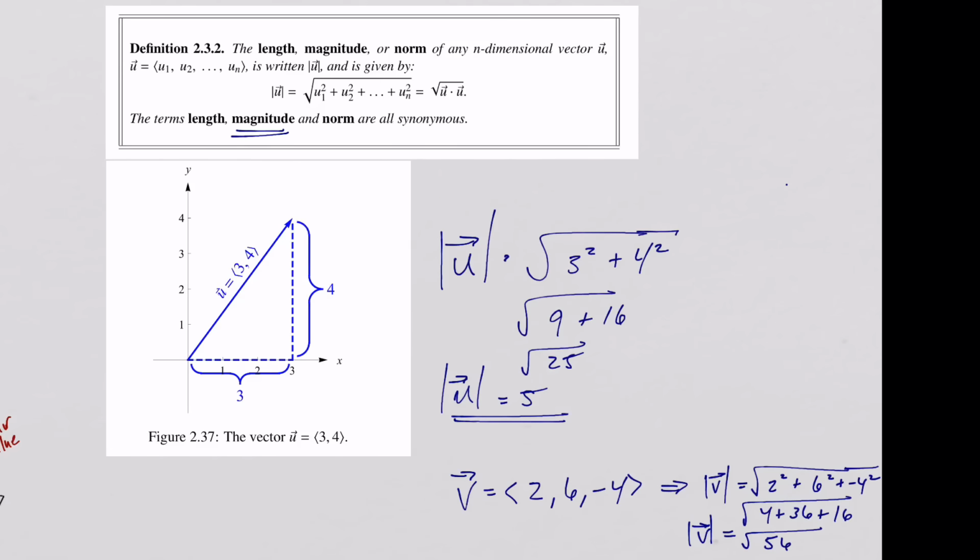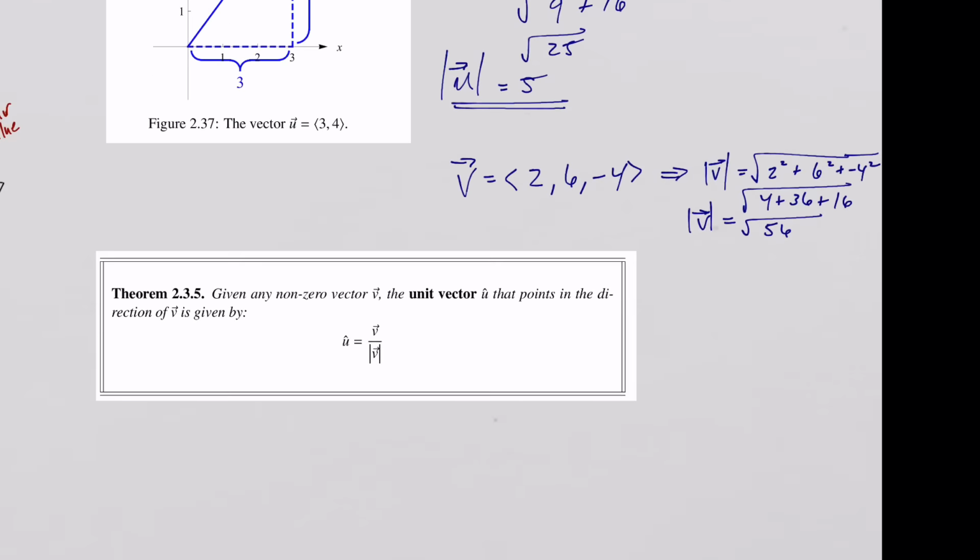So now that we understand how to find the length or magnitude of a vector, the next topic that we will introduce is a unit vector. A unit vector is a vector that has a length of 1. We can take this vector v, the same vector that we just used.